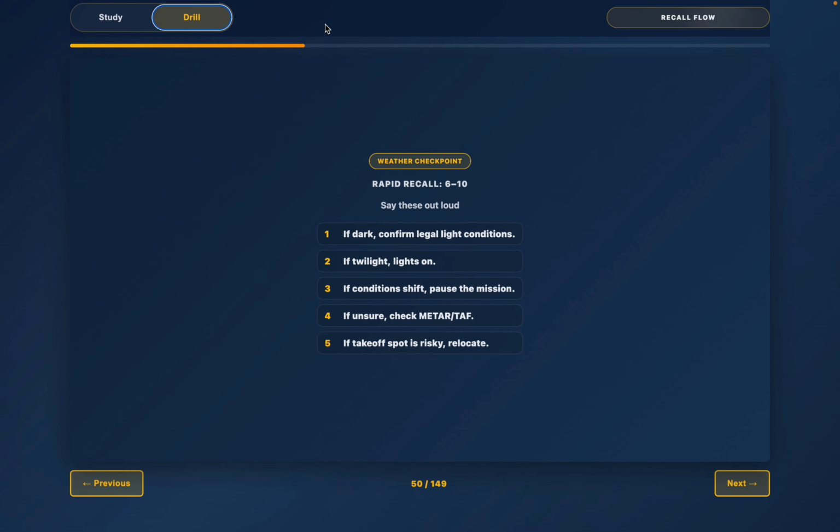We're at the second checkpoint. You know what to do. Say the last 5 trigger phrases out loud. That's how environmental judgment becomes automatic, not reactive.